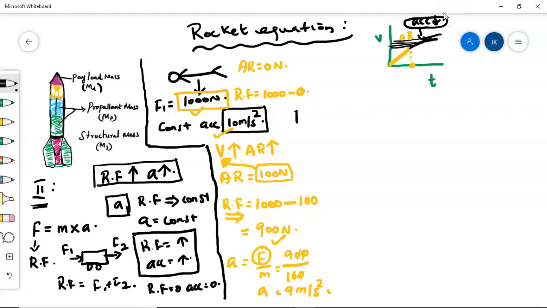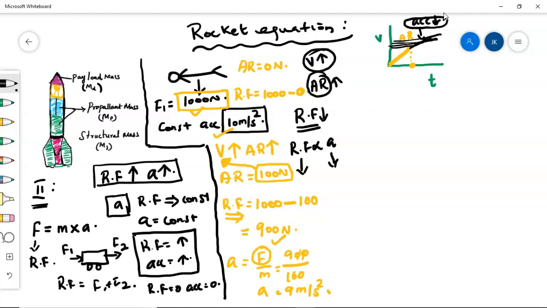Why does acceleration change? Because the resultant force changes. Why does the resultant force change? Because air resistance is acting on it. Why is air resistance acting? Because the speed of the skydiver increases. Why does the speed increase? Because of the gravity pull. Speed increases, air resistance increases, resultant force decreases. I told you before, the resultant force is directly proportional to the acceleration. As the resultant force decreases, acceleration decreases.